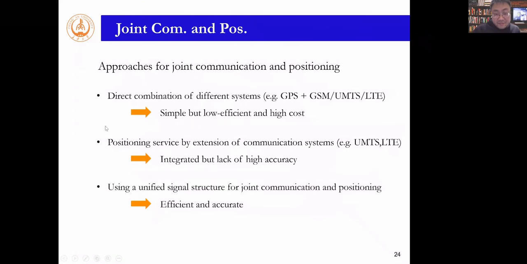So I briefly went through the history of this joint comm and pos. In the very beginning, we just simply combined both systems. We combined the output from GPS and from the communication system. That is very crude, but very simple, no cost, but very low efficiency. Later, people thought about extending current communication systems, like in third generation UMTS, to positioning. So some functionality for positioning is integrated in the system, but it still lacks high accuracy. And nowadays, we are thinking about using a unified signal structure for joint comm and pos. This is more efficient and more accurate. And of course, it also saves cost in the device.